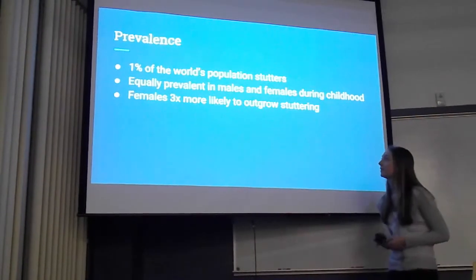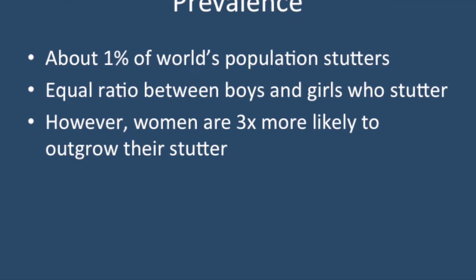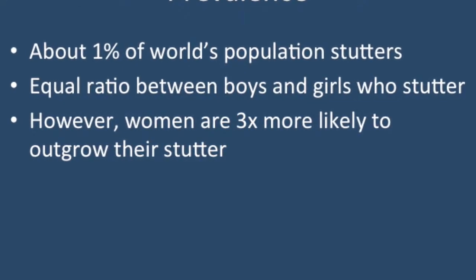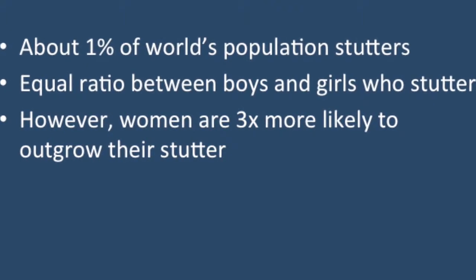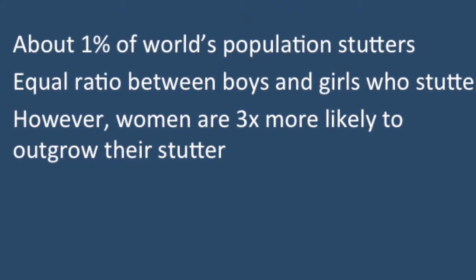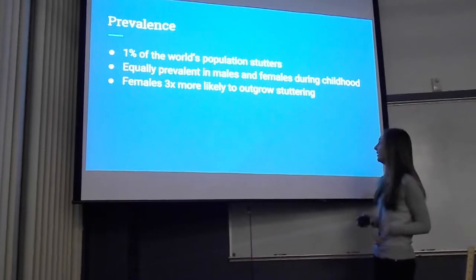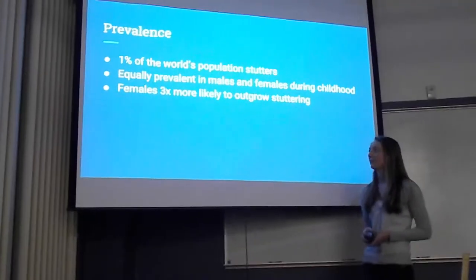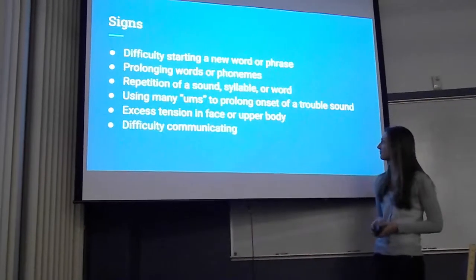The prevalence of stuttering is that 1% of the entire world stutters, and it's equally prevalent in boys and girls in childhood. But into adulthood, females are 3 times more likely to recover from stuttering than males, and they don't know why that is. They haven't done much research on it yet.